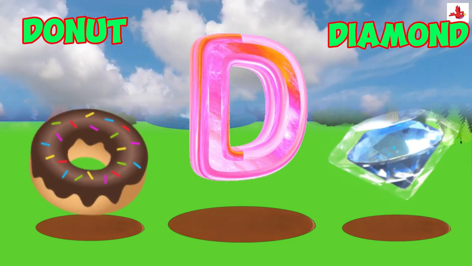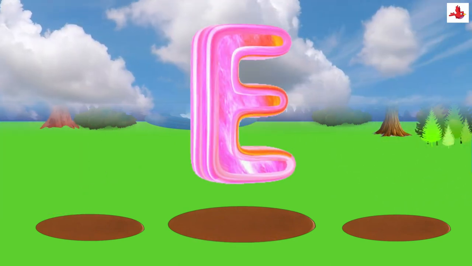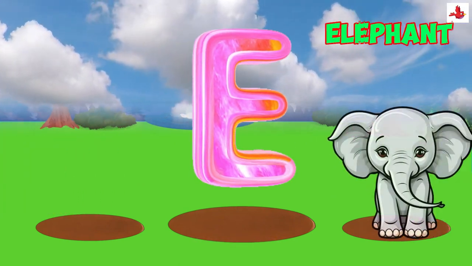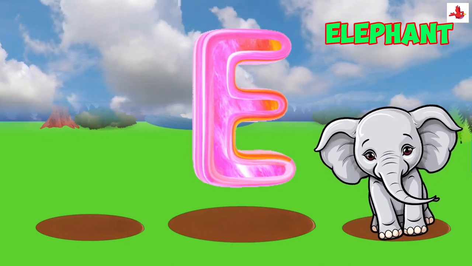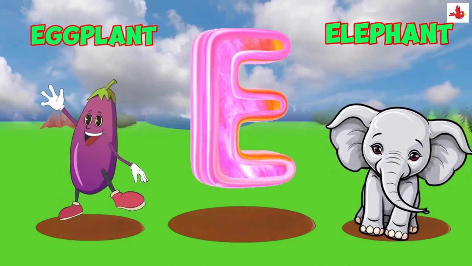E. This is the letter E. E is for elephant. E, E, elephant. E is for eggplant. E, E, eggplant.